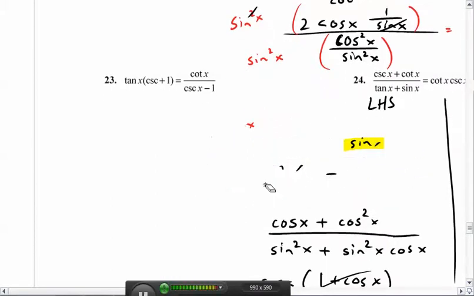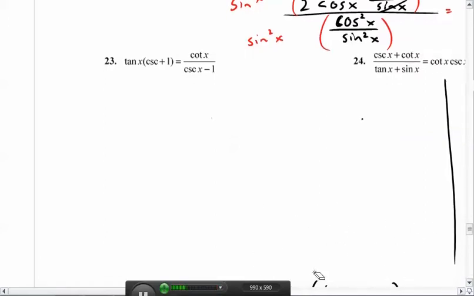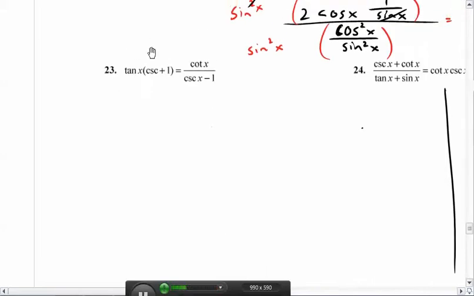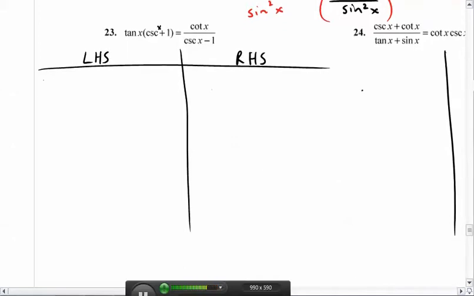So question number 23, we want to show that tan x times cosecant x plus 1 is equal to cotangent x over cosecant minus 1. So actually you made a typo here. There should be an x right after the cosecant. We want to show that the left-hand side is equal to the right-hand side. So the first thing we can do is change everything to sine and cosine. So instead of tangent, I'll write sine over cosine. And instead of cosecant, I'll write 1 over sine.